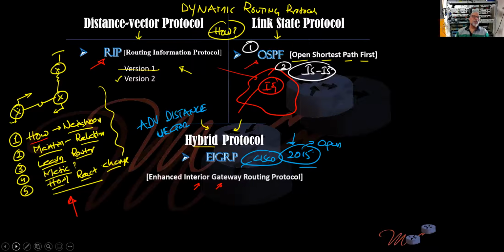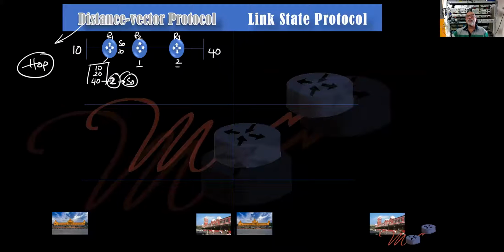These protocols, they take bandwidth. That's the main difference. One takes distance, one takes bandwidth. That's the main difference. Other metrics, some protocols will take combination metrics.